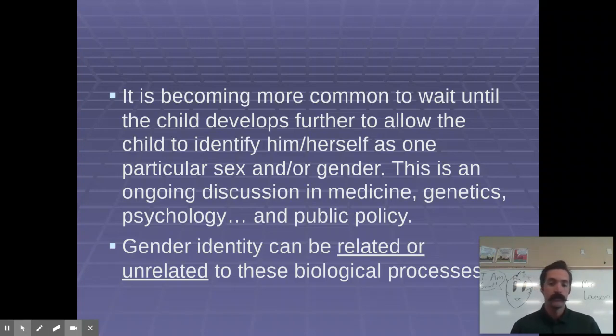Now, genetic identity can either be related or unrelated to these biological processes. So sometimes it's related to your sex chromosomes, or it could basically just be up to the child itself, which you may have experienced with either your friends or yourself, or somebody who has gone through this process. So basically, this is just the overarching idea of what happens with genetic disorders with sex chromosomes, and how sometimes meiosis can cause problems later on with the child.